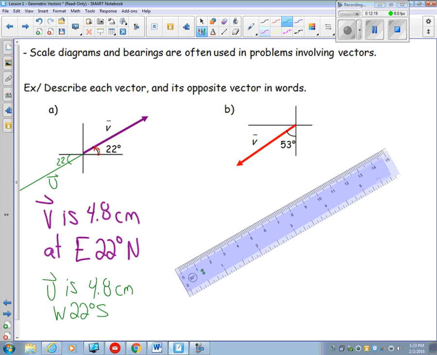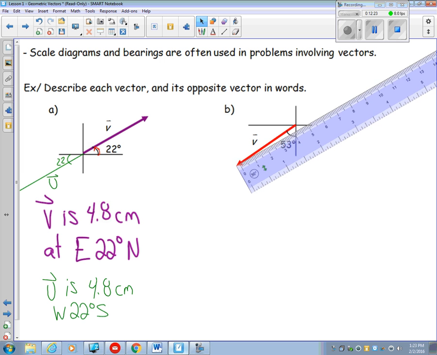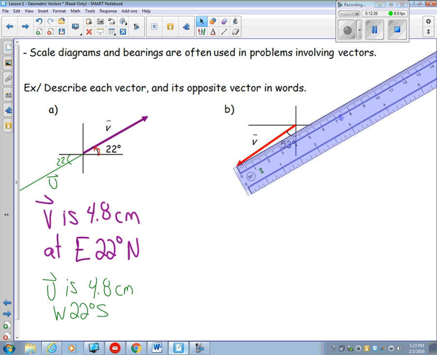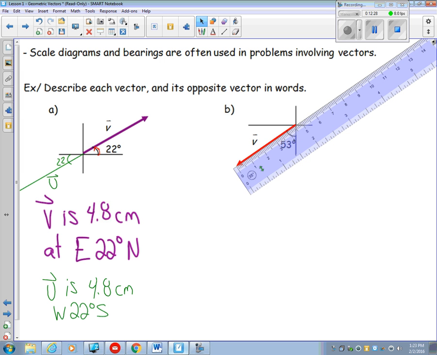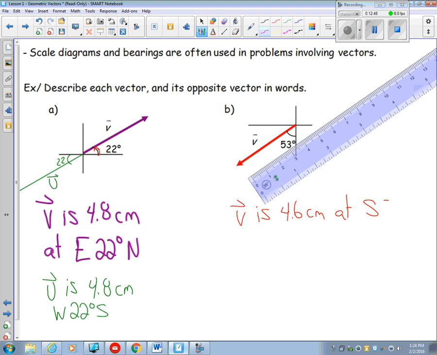If you guys want to try the next one, use your rulers. And how long is that? That's about 4.6, it looks like. So I'd say V is 4.6 centimeters at, this time I'm starting at south, and then I'm going to go towards the west, with my ruler here a little bit, 53, south, 53, west.